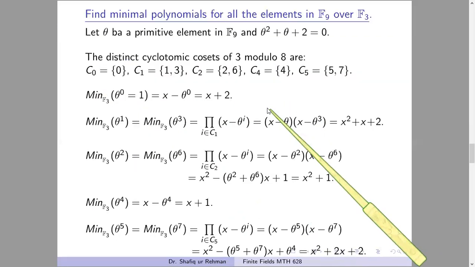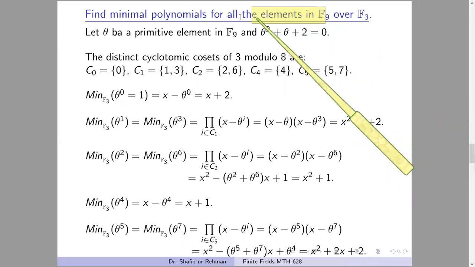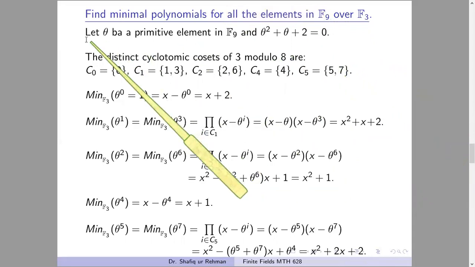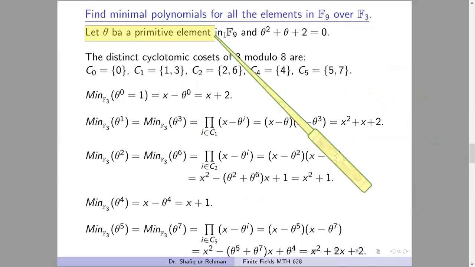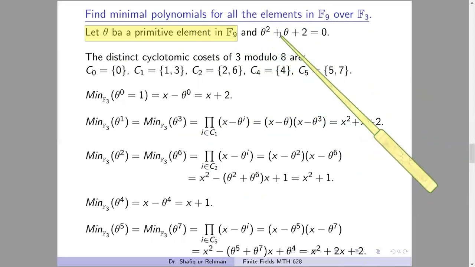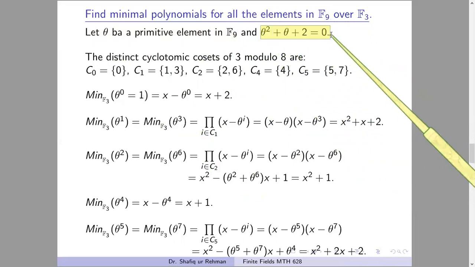And now in this example, we will find the minimal polynomial of all elements of F9 over the field F3. We will start with a primitive element. Let theta be a primitive element in F9, and let's suppose x square plus x plus 2 is a minimal polynomial of theta. That is, theta is a root of this polynomial over F3.